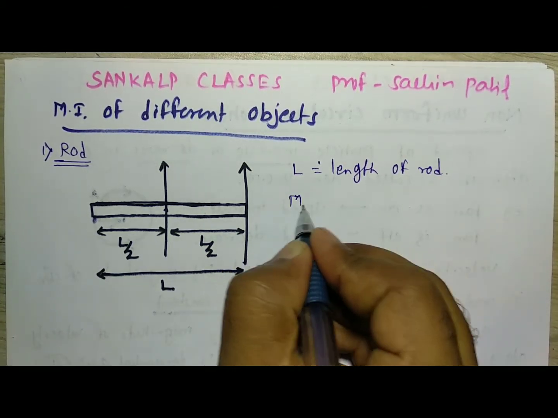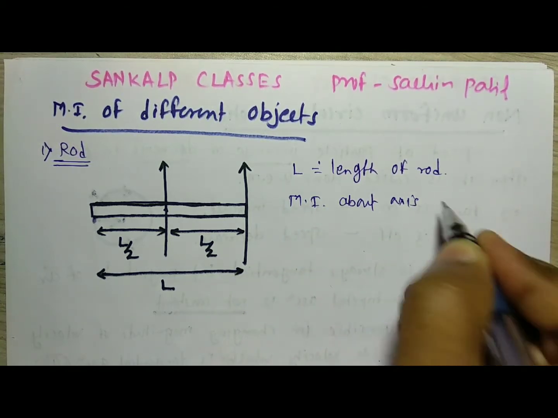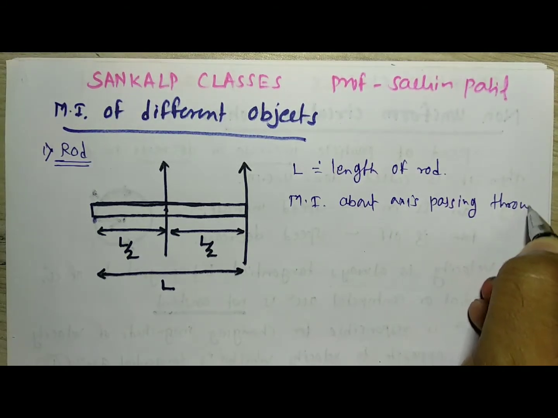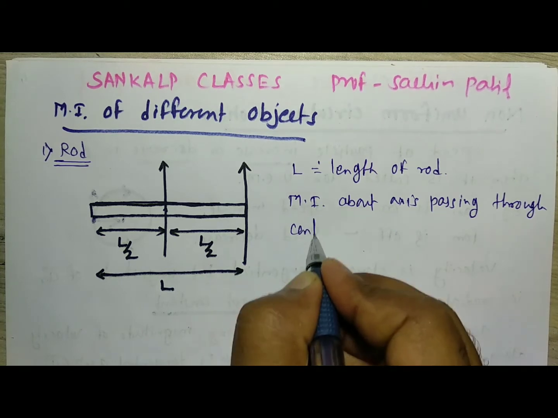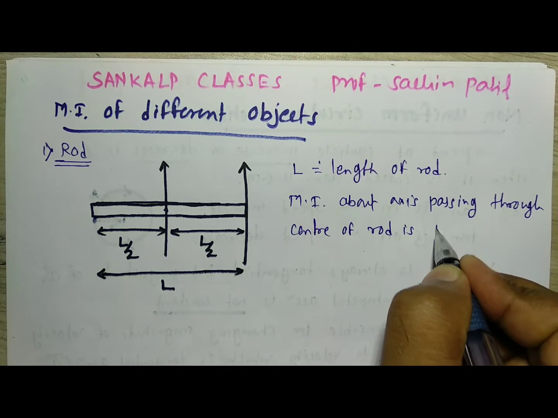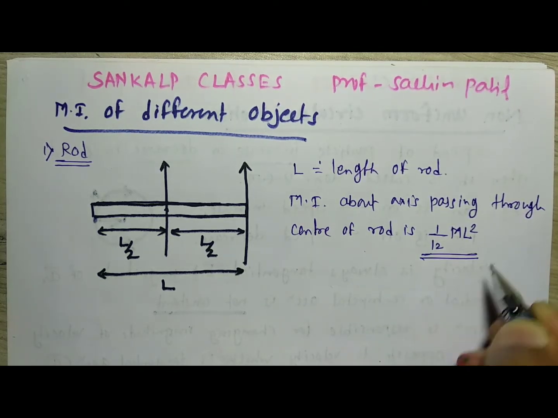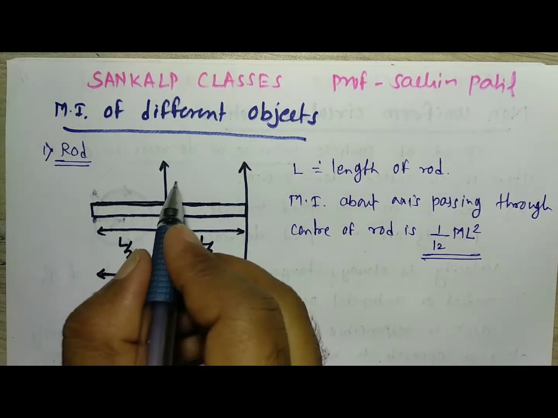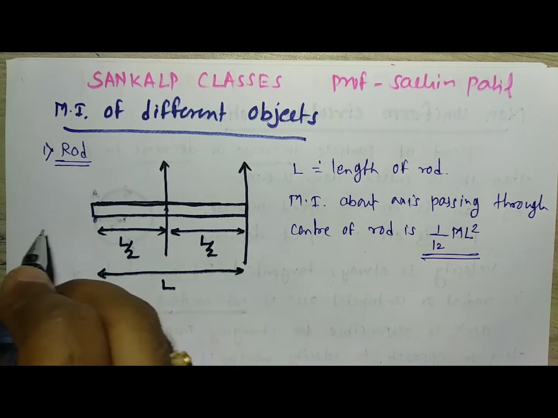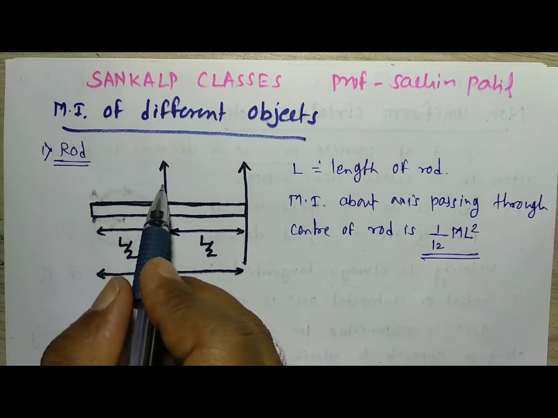The moment of inertia about axis passing through center of rod is 1 divided by 12 ML square. This is the moment of inertia about axis passing through center of rod, and you will get 1 divided by 12 ML square as the moment of inertia.